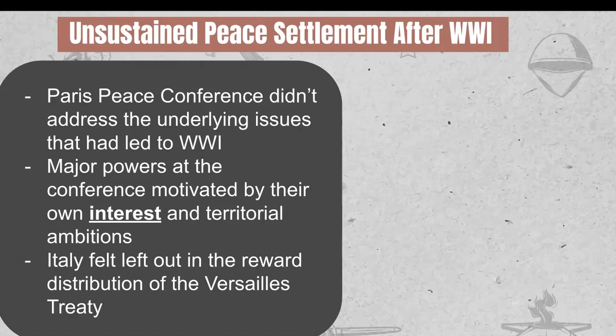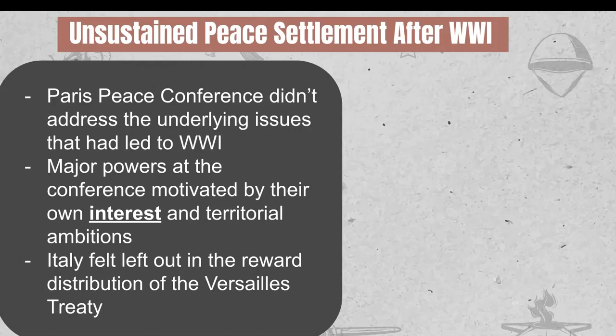So with that, the Paris Peace Conference did not address any of the underlying issues that had led to World War I, so militarism, alliances, imperialism, and nationalism. And also the Paris Peace Conference, that is the same thing as the Versailles Conference. That is where the Treaty of Versailles comes from. On top of that, there's going to be major powers in that conference that are motivated only by their own interest and territorial ambition. So really, they are not caring about peace in the future. They are only caring about their own interest.